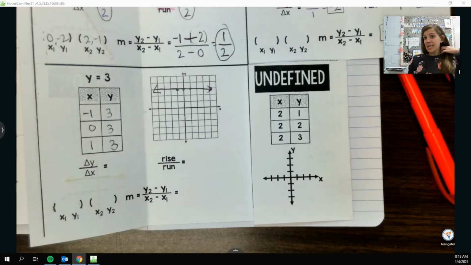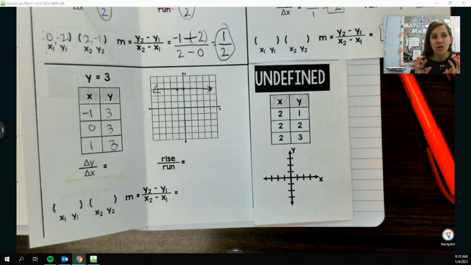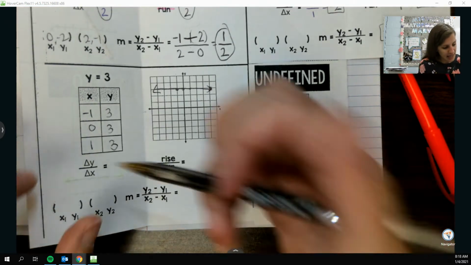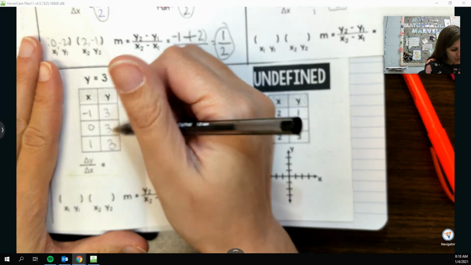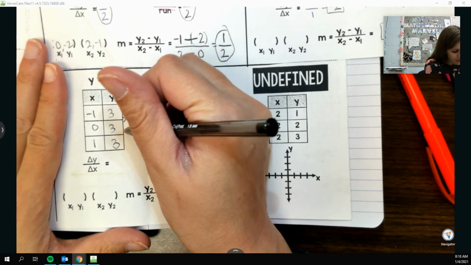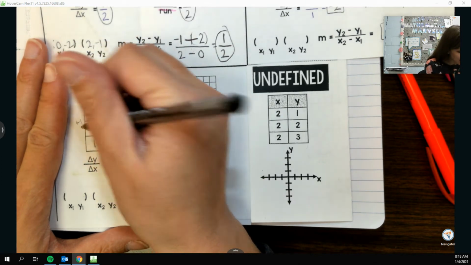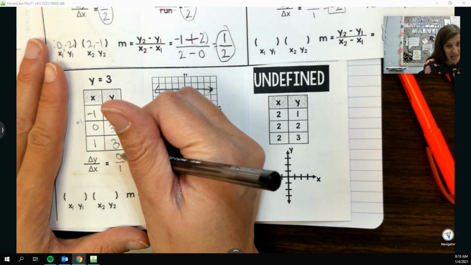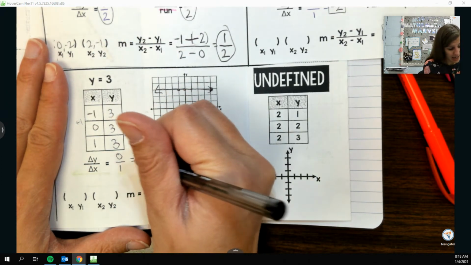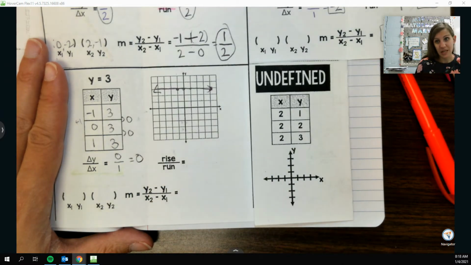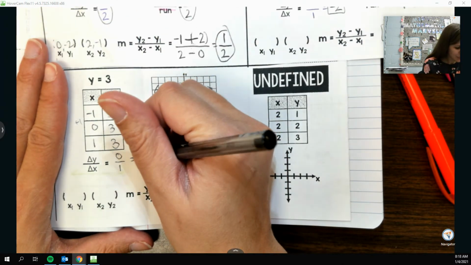Now, the reason that this is 0 slope is if I try change in y over change in x. When I go from 3 to 3, I went up 0, up 0. Now here I am going up 1, but 0 over anything is 0. And so the slope is 0.